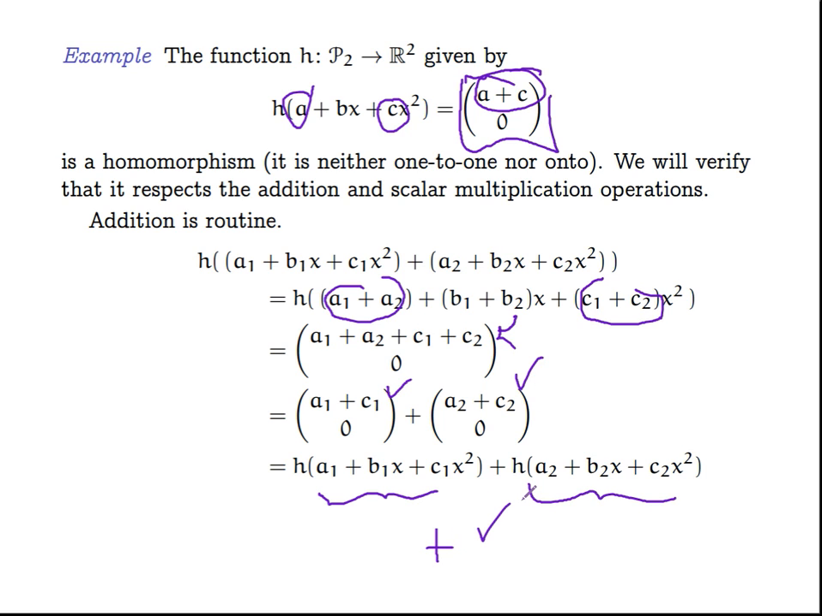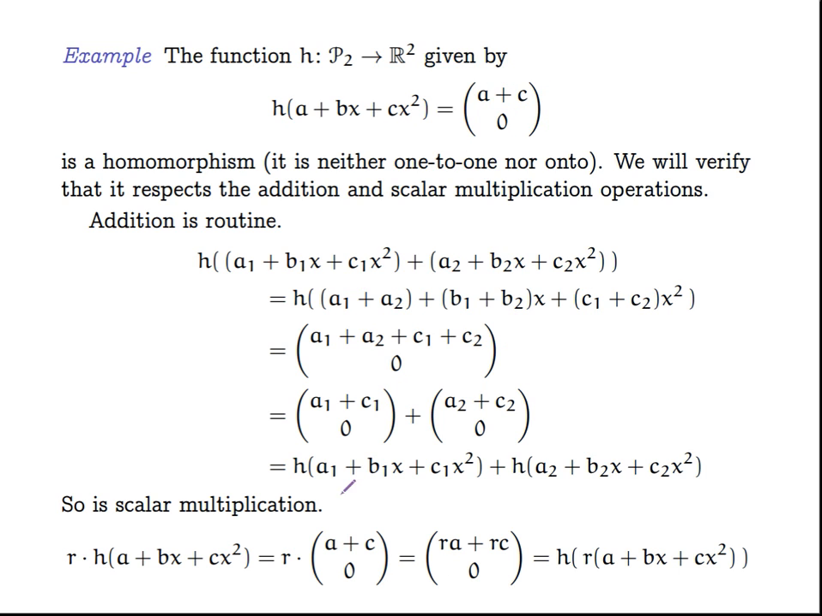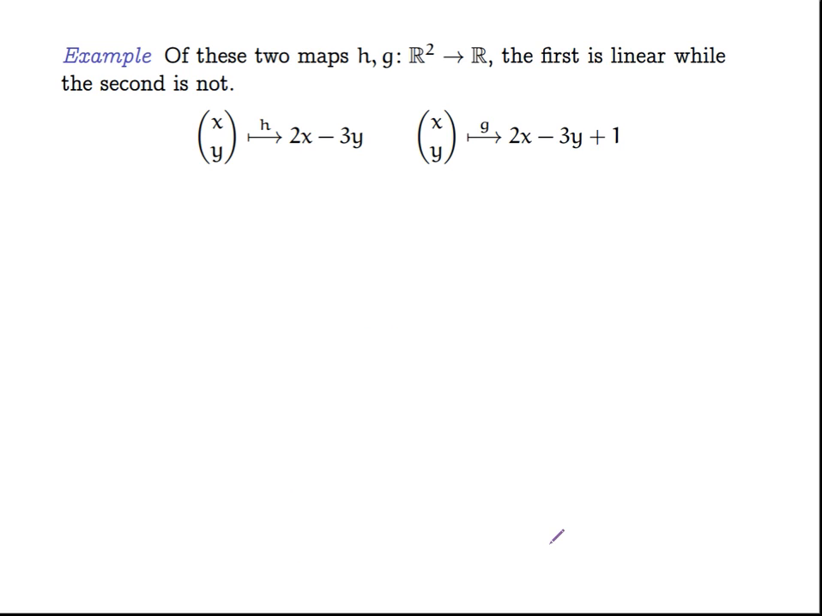We also have to verify the property for scalar multiplication. Similar verification, if you take r times h of a plus bx plus cx squared, you can distribute in the r, and this is in fact the same thing as h of r times a plus bx plus cx squared, because I can write this polynomial here as ra plus rbx plus rcx squared. And so h of this polynomial is ra plus rc, and that gives me the identification. All right, so everything works out fine and dandy. We do have a homomorphism.